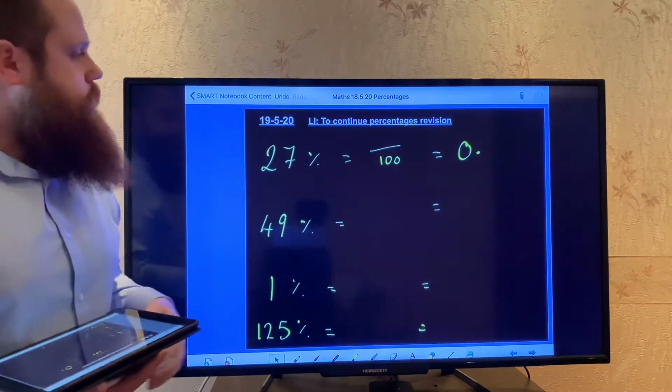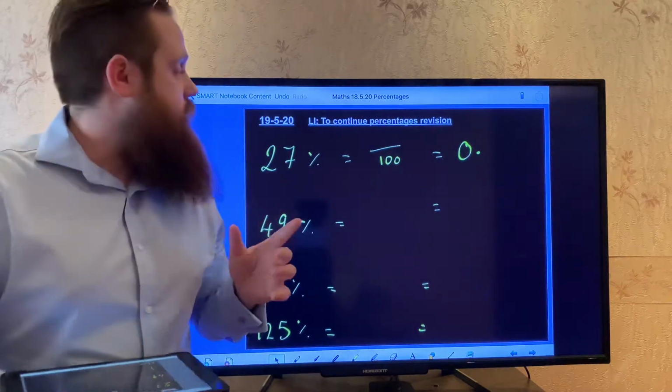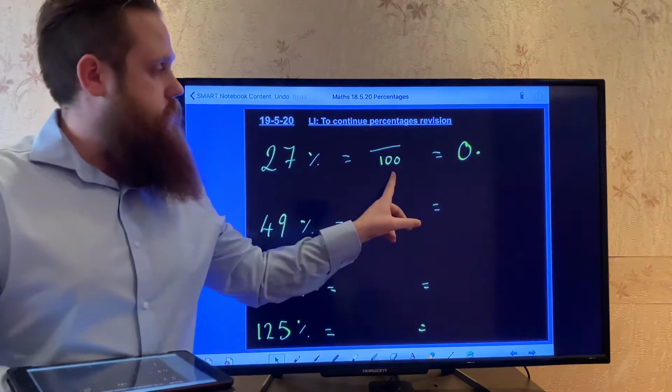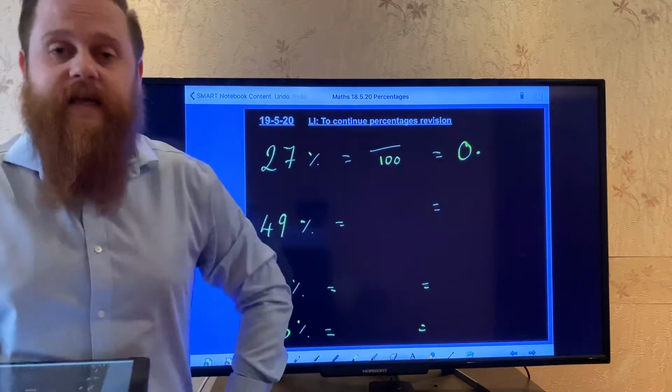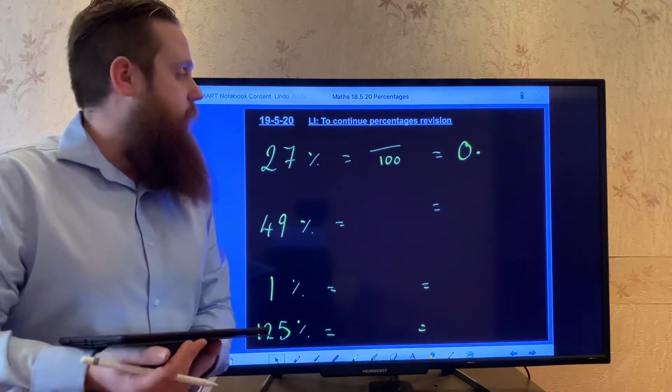Now then, feel free to pause the video, have a go at these, okay? And see if you can find the percentage, the fraction, and the decimal relationship, okay? So pause the video and have a go at that.